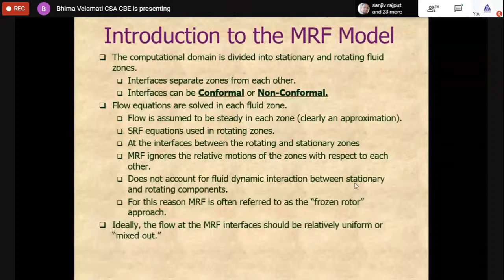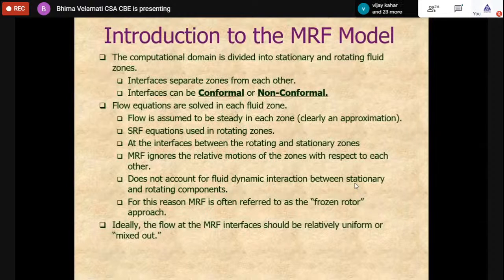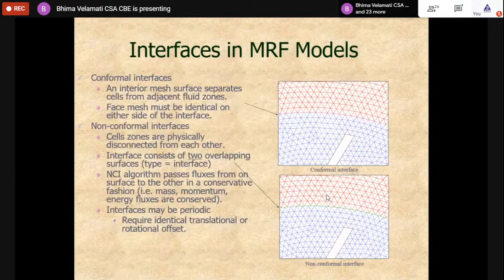Keep in mind, multi-reference frame is still a steady state solution. What is the problem? The motion between the rotating zone and the stationary zone is neglected. That means whatever happens in the rotating zone, its effect on the stationary zone would not be modeled completely. So in general, it is called a frozen rotor approach. This is a standard term that they use in general CFD.